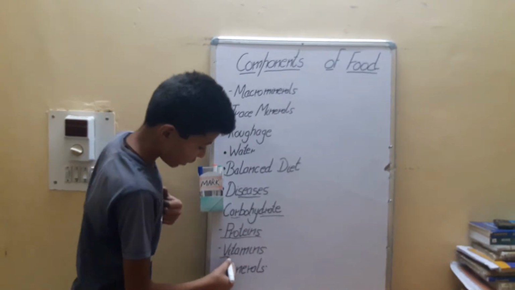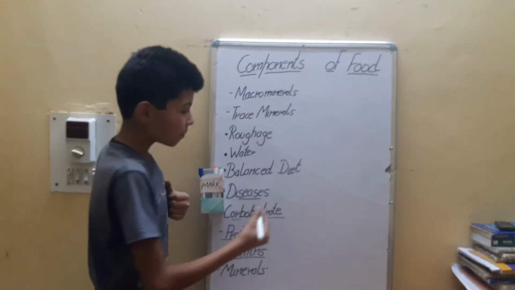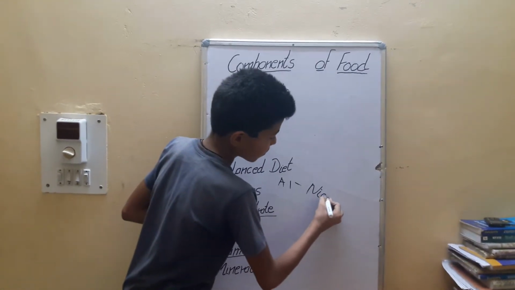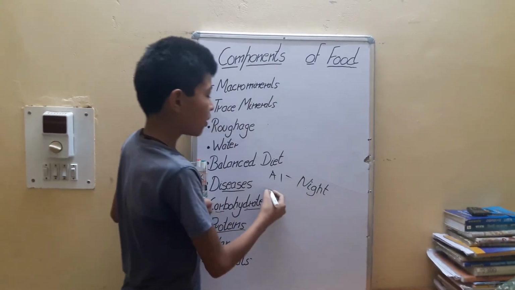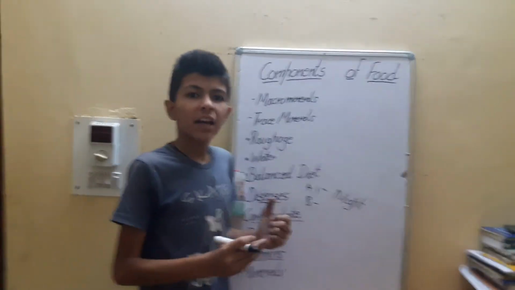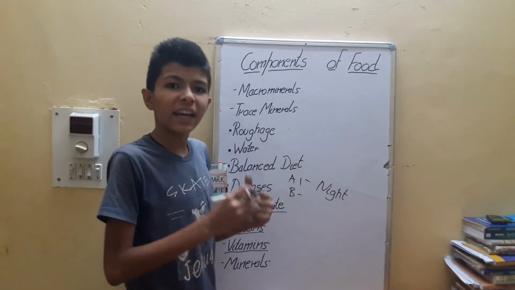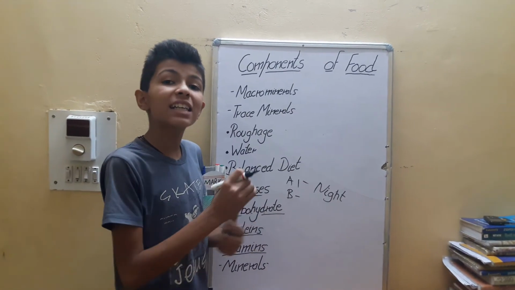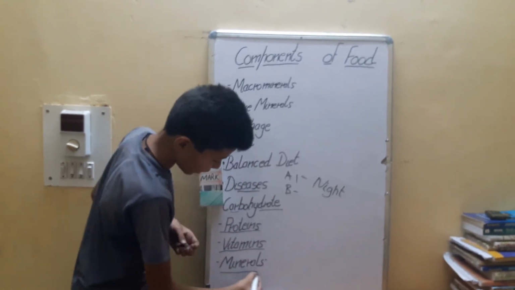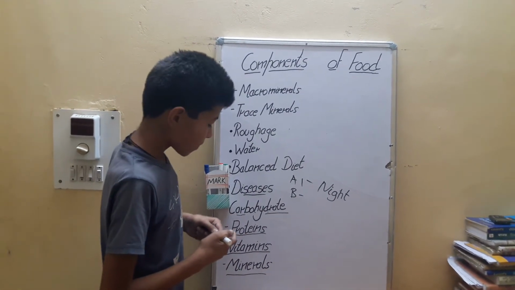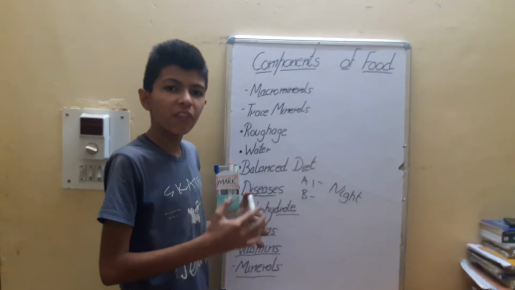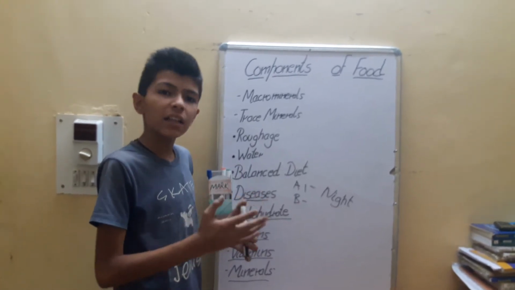Then we have vitamins. Vitamin A deficiency gives night blindness. Vitamin B gives beriberi. C gives scurvy. D gives rickets, and K gives excess bleeding of the blood if there is any wound. Then we have minerals. We get diseases from the calcium. If we do not eat enough calcium or potassium, then we get rickets in the children.